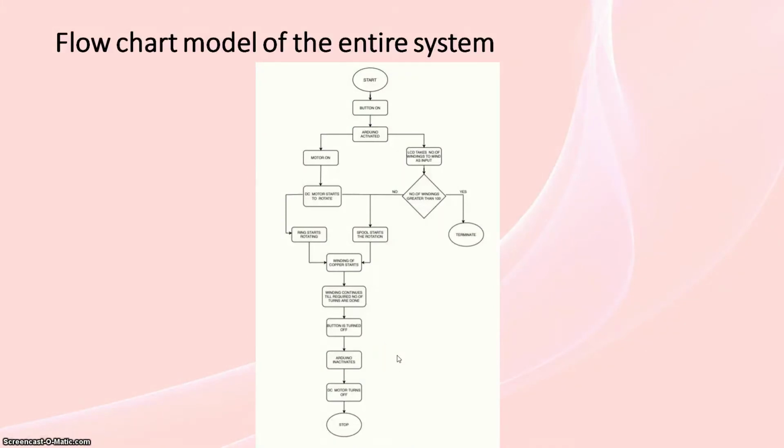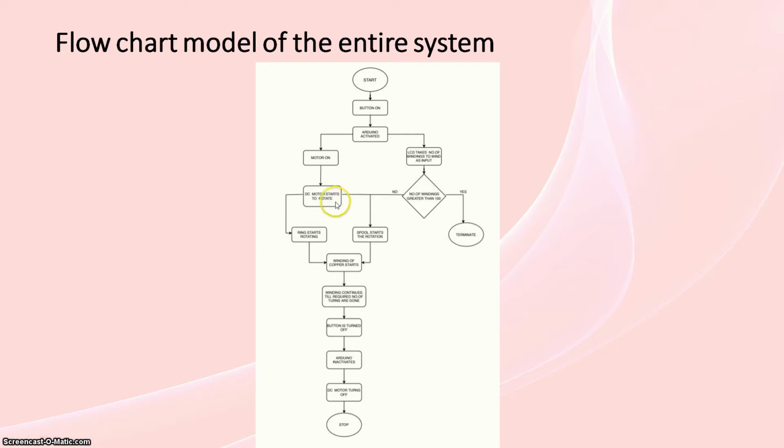Flowchart model of the entire system. As you can see in this image, once we turn on the button, the Arduino gets activated and the motor is switched on, and the user is made to input a number, and based on that inputted number it decides whether to terminate if it is greater than 100 or to continue.